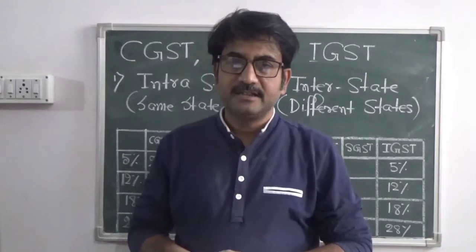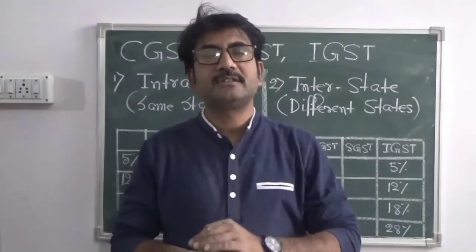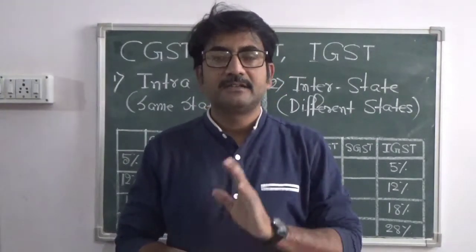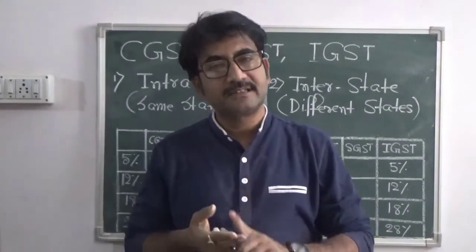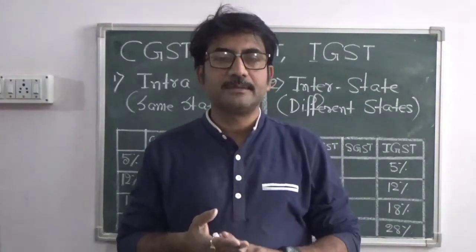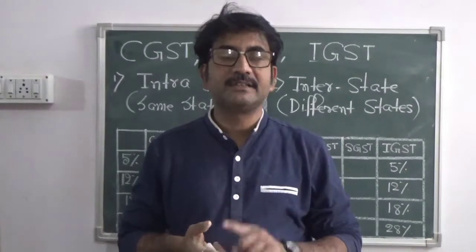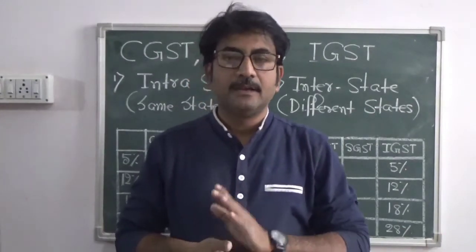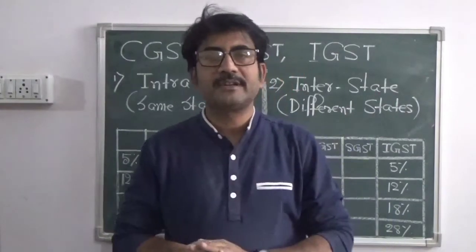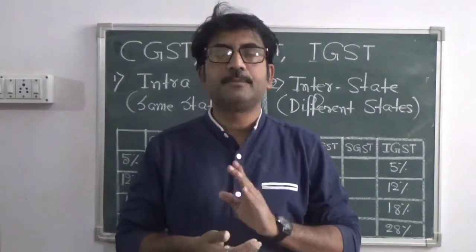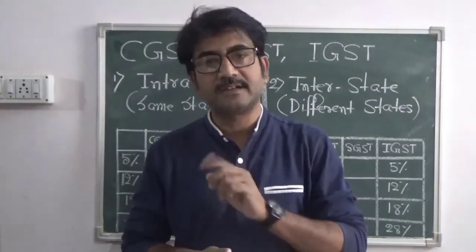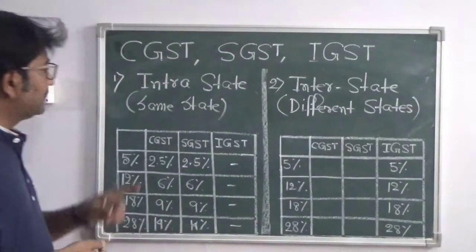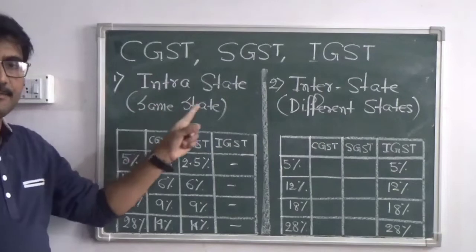CGST and SGST applies when the transaction is intrastate, meaning the transaction takes place within the same state. So when goods or service is provided and consumed in the same state, we have CGST and SGST. For example, a car manufactured in a factory in Jharkhand is bought by a person living in Jharkhand only. So here it is intrastate, that means same state.